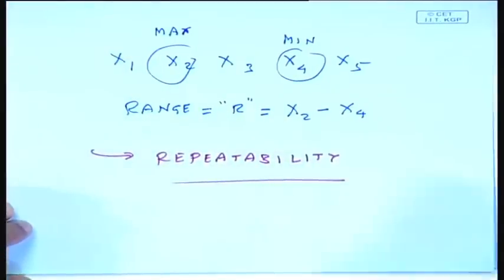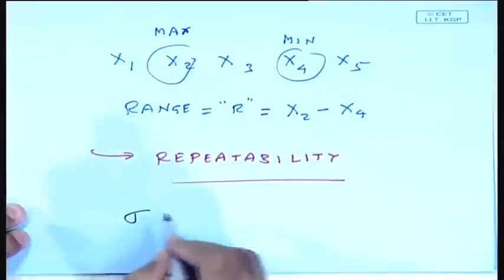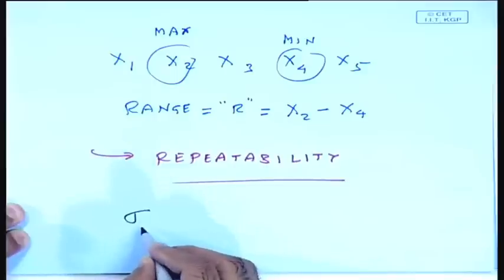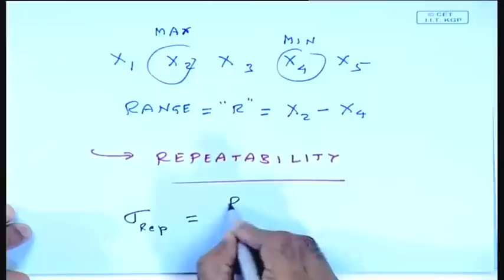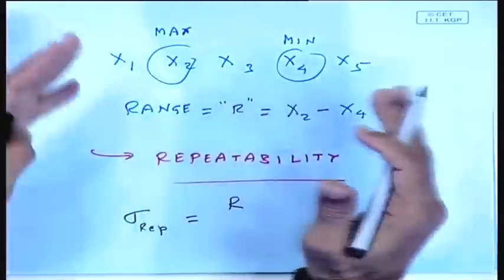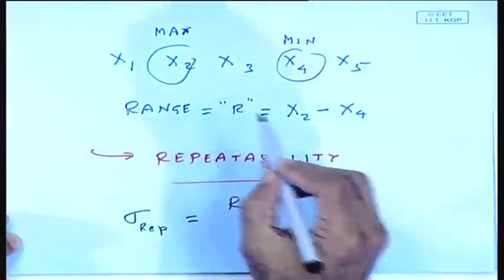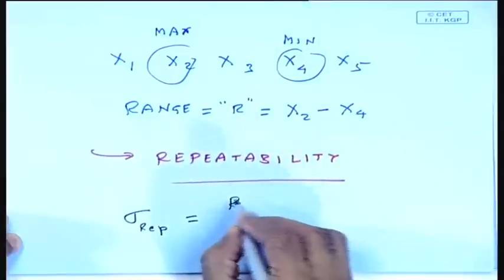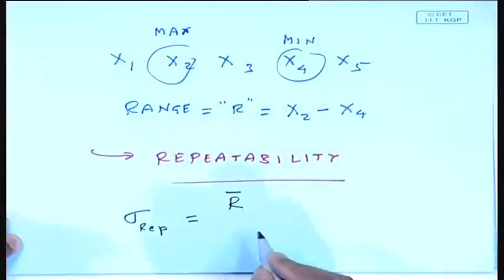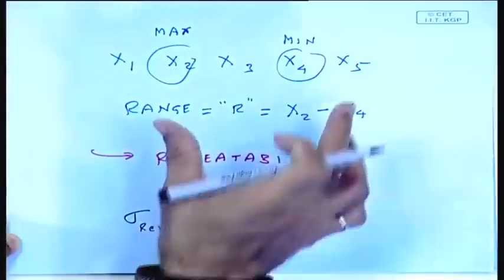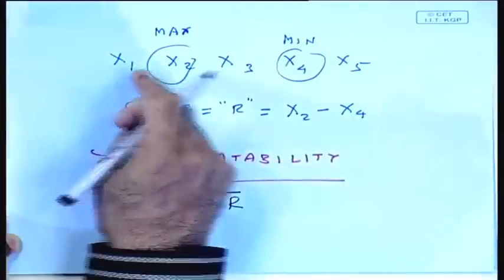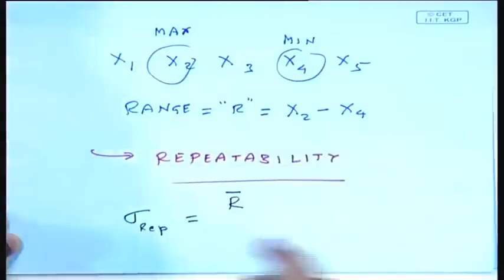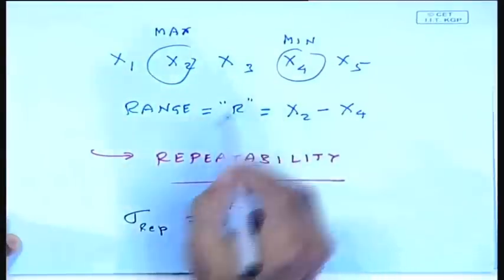What did I find here? I found the value of R. How do I get sigma out of R? I'm just going to call this sigma repeatability. You take many such readings and many such samples, and you end up with R1, R2, R3, R4 and so on. So you have an R bar, the average range that you found in many such measurements, perhaps on different parts. Each part is measured 5 times, or n number of times, and from that you find your R.